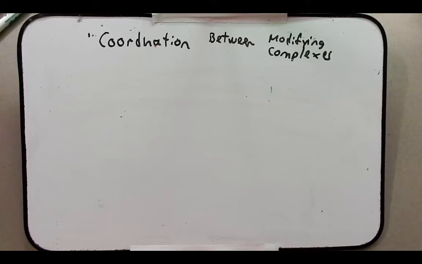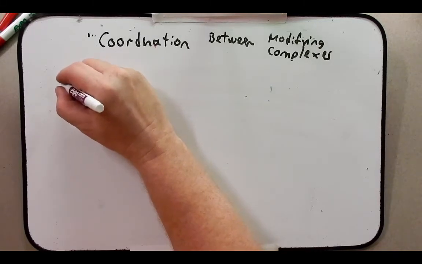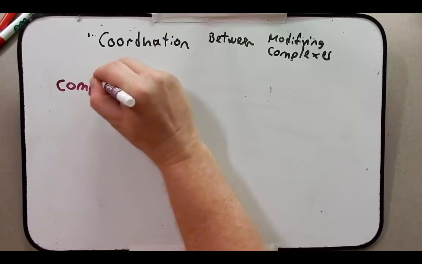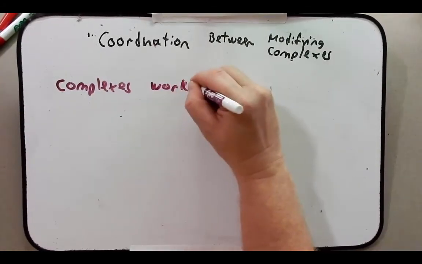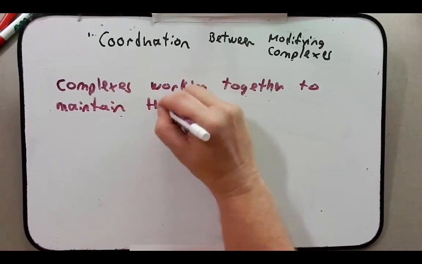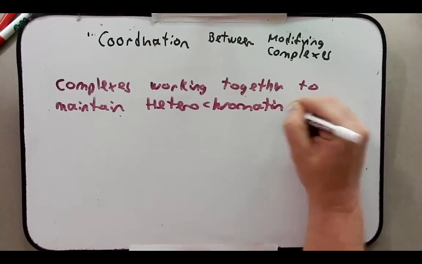Okay, now I want to talk about sort of the reverse, and that is enzymes that work together to maintain the heterochromatin state. So let me write that down this way. Complexes working together to maintain the heterochromatin state.